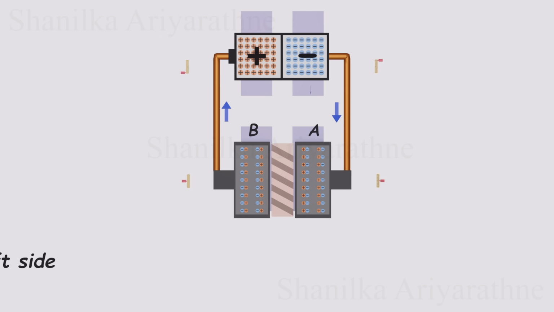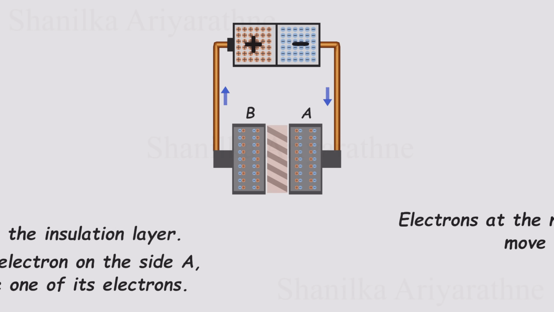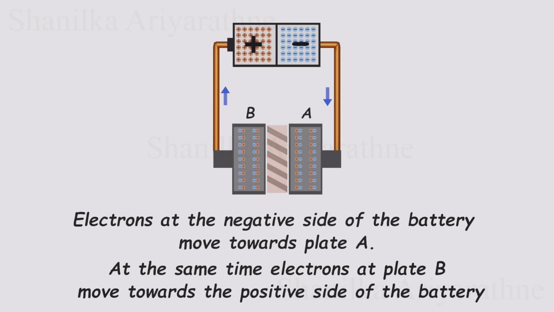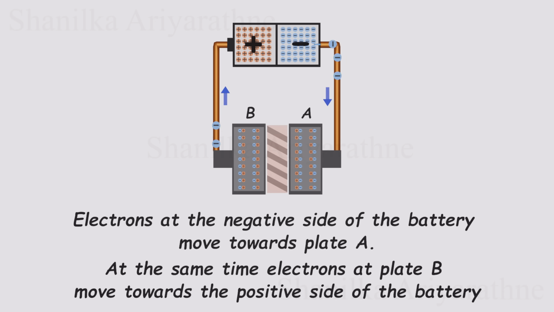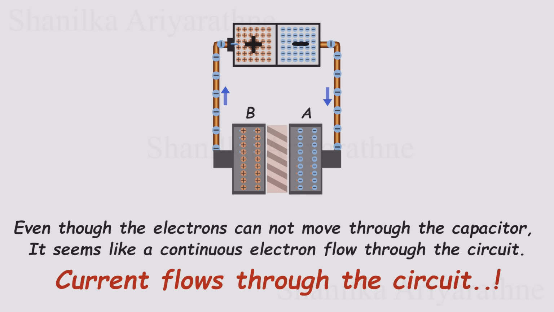Remember, the electrons can't cross the insulating layer, so as one plate gains an electron, the other releases one. As plate A gains electrons from the battery's negative terminal, plate B loses electrons to the battery's positive terminal. Electrons flow into one side and out of the other at the same time. This creates the illusion of a continuous current flowing through the whole circuit, even though nothing is actually passing through the capacitor itself.